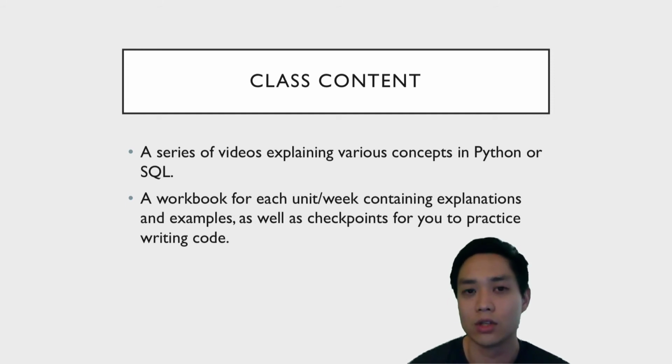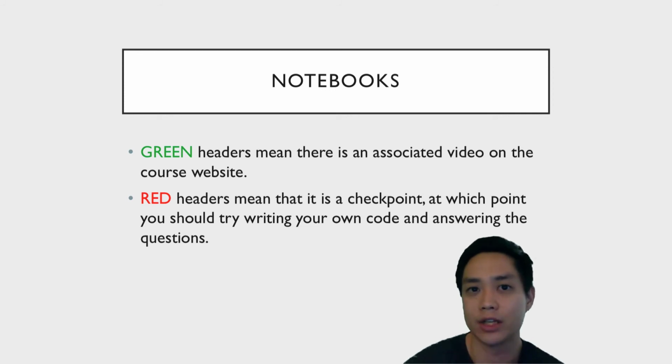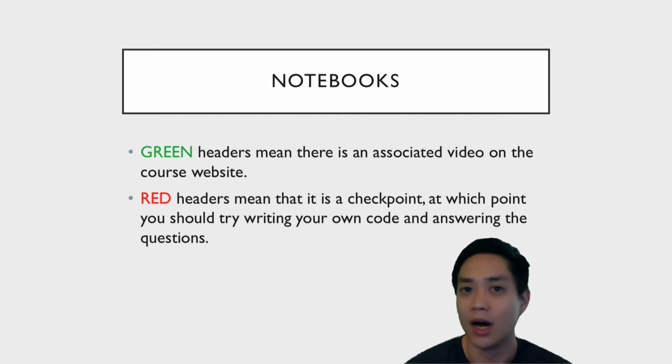So when you're working through these notebooks, there's going to be some headers that are in green, and that refers to a place where there's an associated video. So each video that we have for the units, they're part of the notebooks. As you work through the notebooks, just watch the videos, and it should hopefully explain some of what's going on in that section. And then as you keep on working, you might see some red headers. And that's where the checkpoints are, where we have a few questions that you might want to answer in order to get some practice writing some code, and just exploring around a little bit.